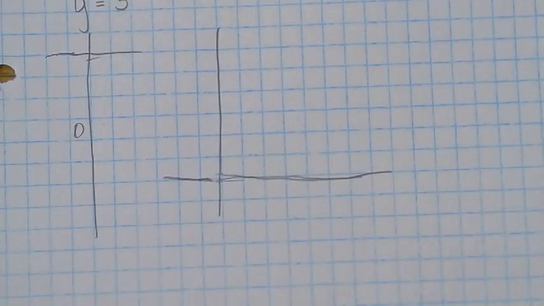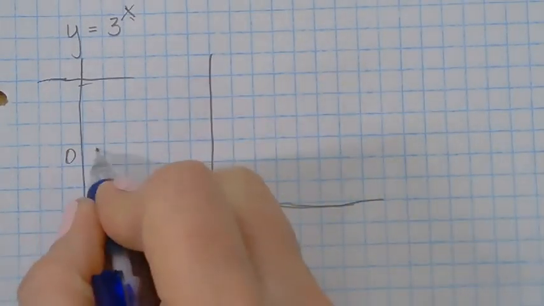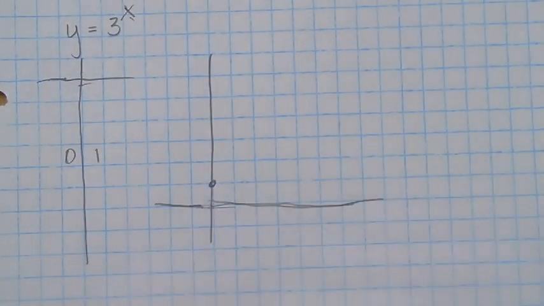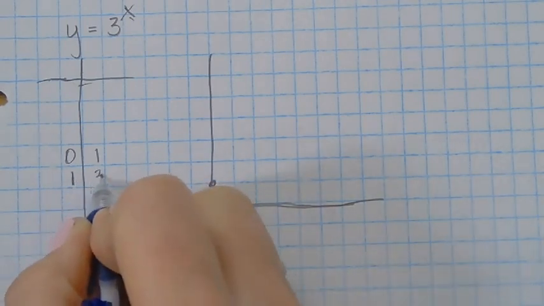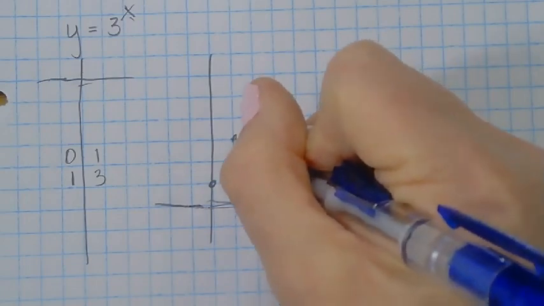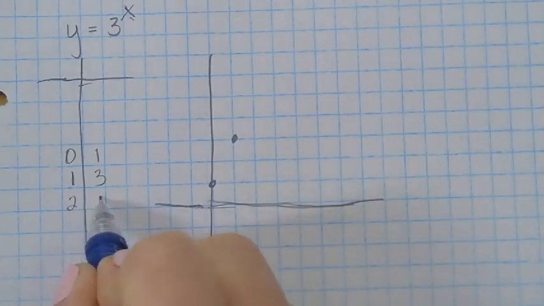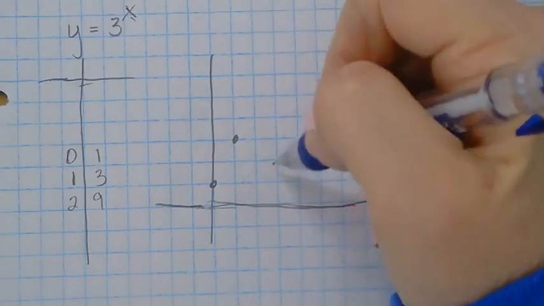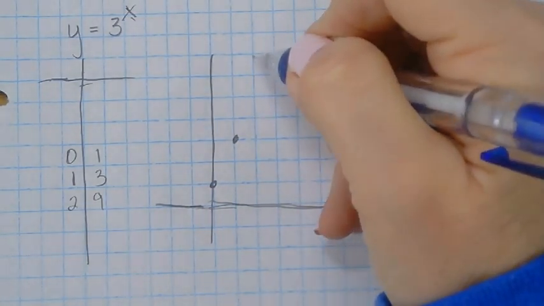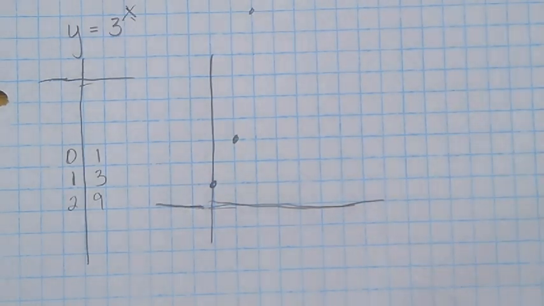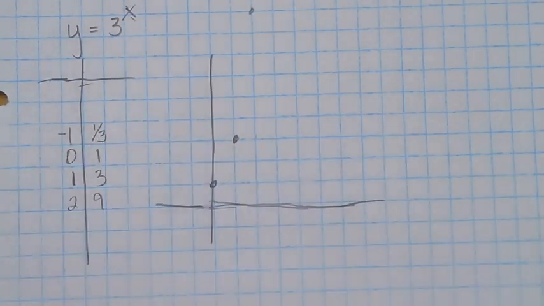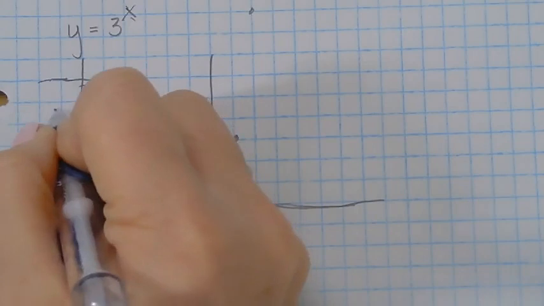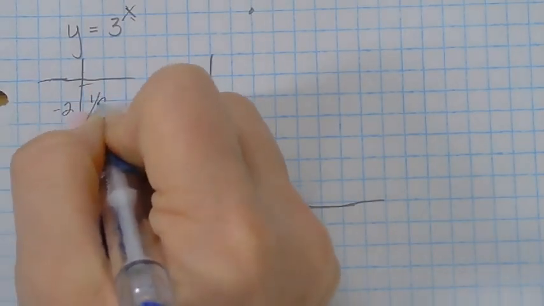So 3 to the 0 power is 1, right? What is 3 to the first power? 3. 3 to the second power is 9. Okay. What is 3 to the negative 1? 1/3. And to the negative 2, 1/9.